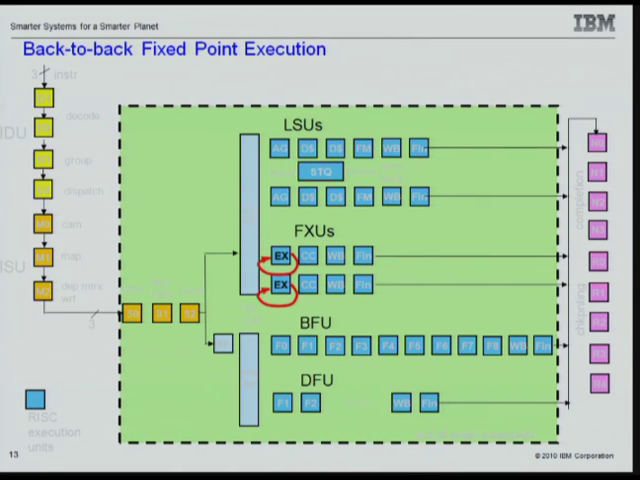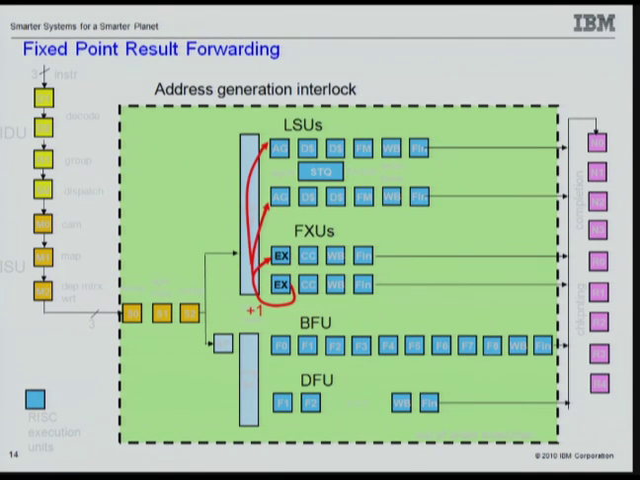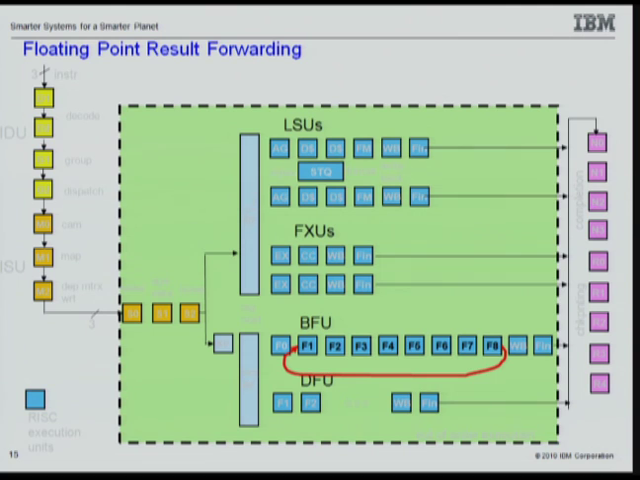We also implement back-to-back fixed point execution back to itself, fixed point result forwarding with one additional cycle delay back to the other fixed point unit, and back to the address generation cycle of the load store unit. BFU forwarding is very, very aggressive: results from one floating point computation can feed the source operand of a subsequent operation.